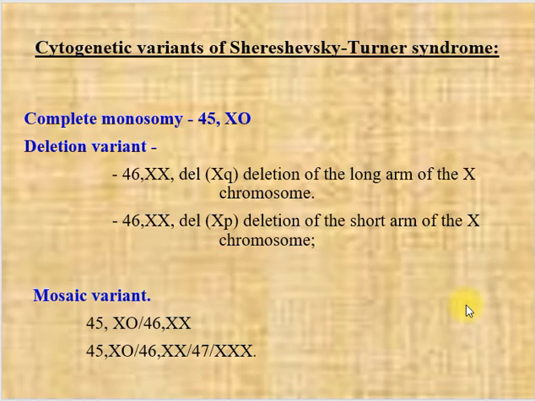Cytogenetic variants of Shereshevsky-Turner syndrome. Complete monosomy, 45,X. Deletion variants: 46,X with deletion of the long arm of the X chromosome, and 46,X with deletion of the short arm of the X chromosome. And here you can see the mosaic variant.